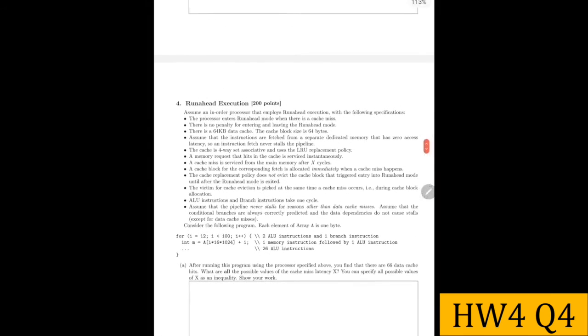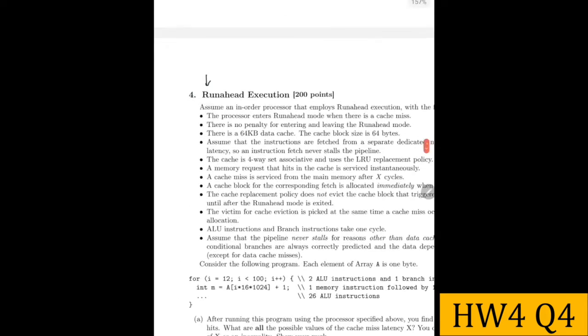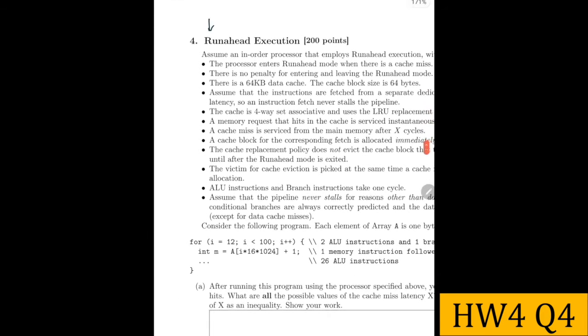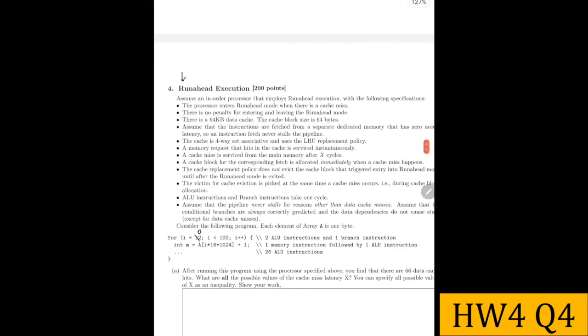Hi everyone, so I'm going to explain to you the exercise from homework 5, which is Runahead Execution. So to make clear, there is a mistake in the exercise, in the question. The loop in the code doesn't start from 12, it starts from 0. So we'll send an email regarding that. So let's see the questions in the exercise.